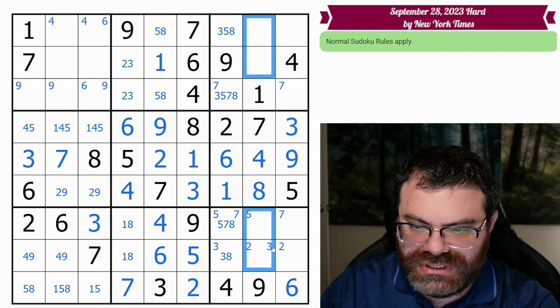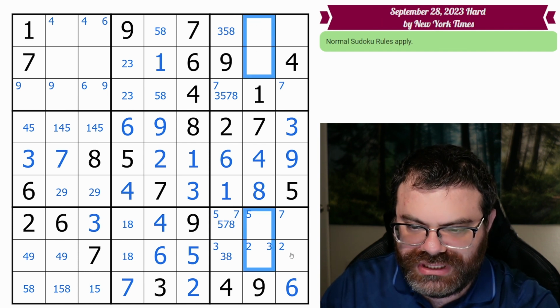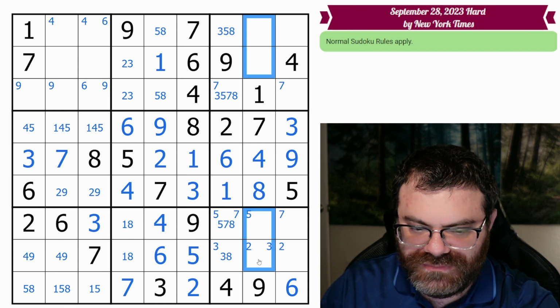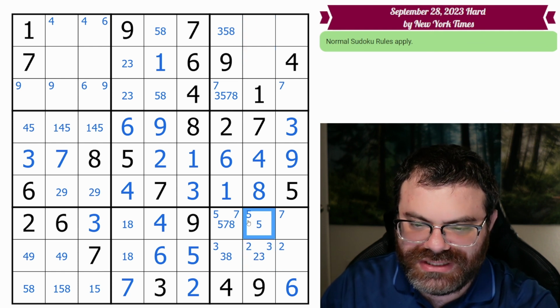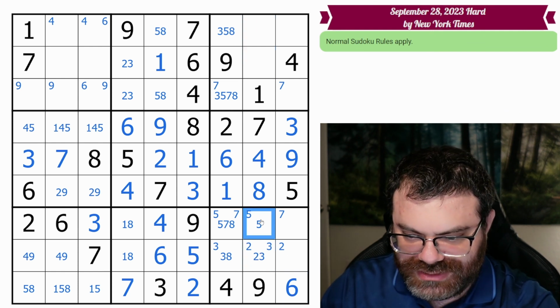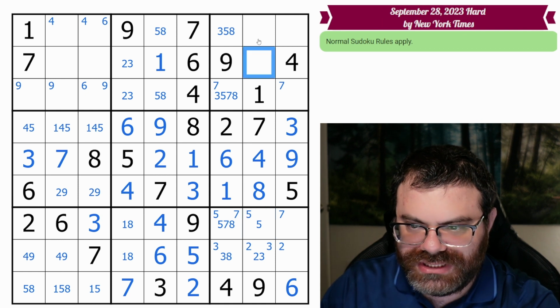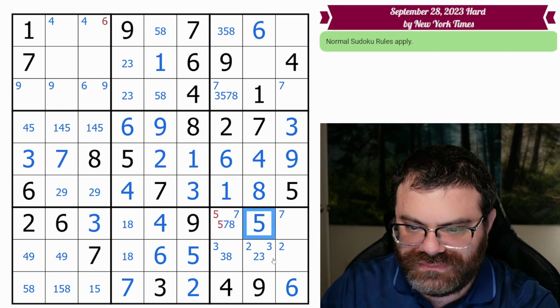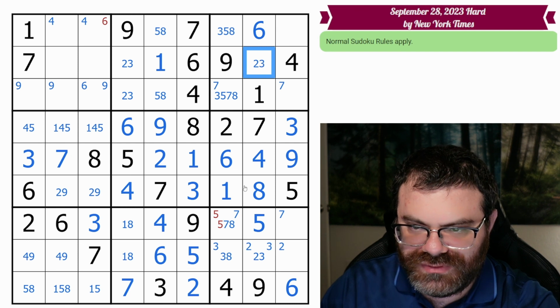And then this column needs 2, 3, 5, and 6. This can't be the 5 or 6. This can't be 2 or 3. So we have 2, 3 here, 5, 6 here. Oh, this can't be 6 either? Right, that sees 6. Okay. Oh, 6 is placed in the column. This can only be 5. This is a 2, 3, which does form a pair in the row.